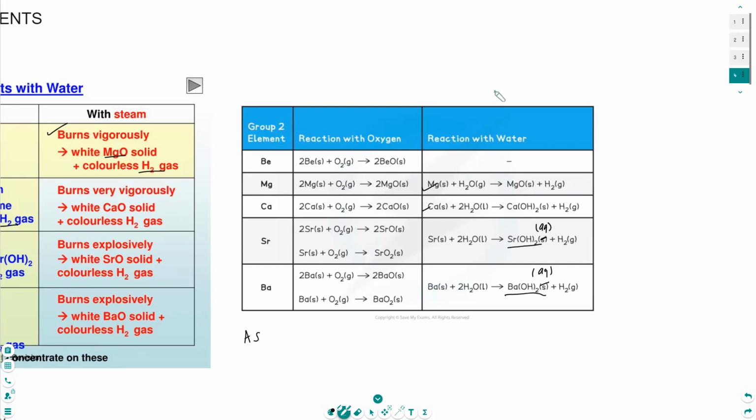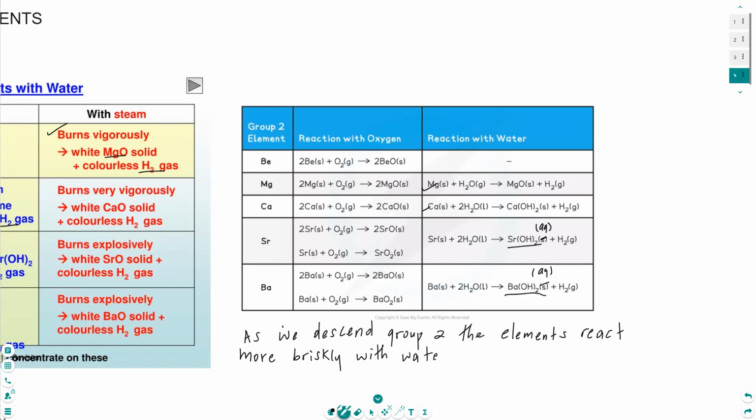So as we descend group 2, the elements become more reactive with water. I should say the elements react more briskly with water. So you will notice that the speed of the reaction increases and the solubility of the product also changes or increases. So that is something that will come up on your MCQs.